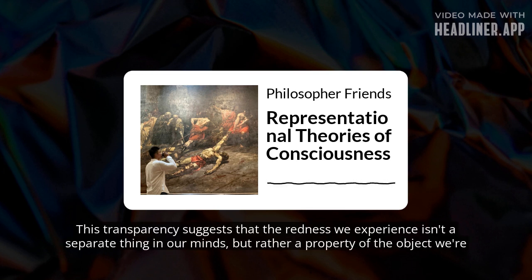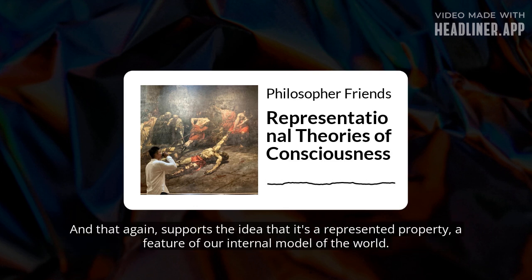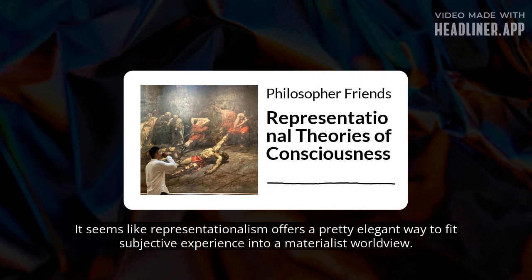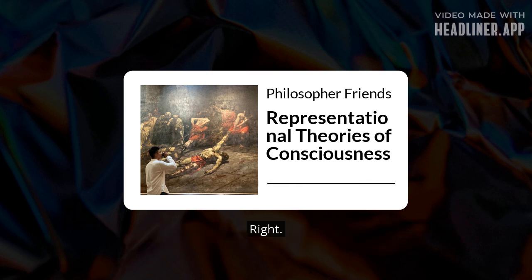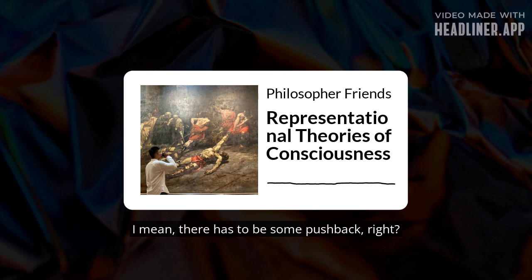Precisely. This transparency suggests that the redness we experience isn't a separate thing in our minds, but rather a property of the object we're perceiving. Okay. And that, again, supports the idea that it's a represented property, a feature of our internal model of the world. I mean, these arguments are pretty compelling. It seems like representationalism offers a pretty elegant way to fit subjective experience into a materialist worldview. Right. But I have to ask, are there any strong arguments against this theory? I mean, there has to be some pushback, right?